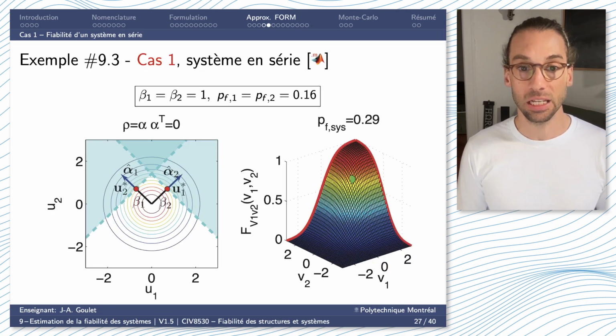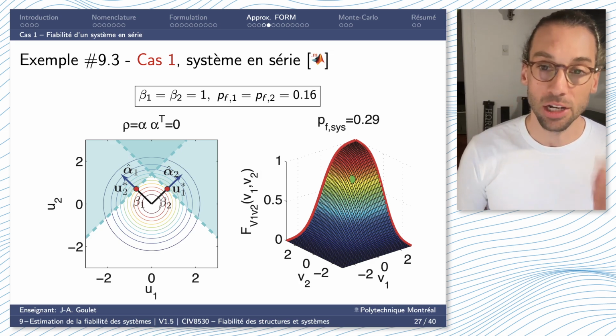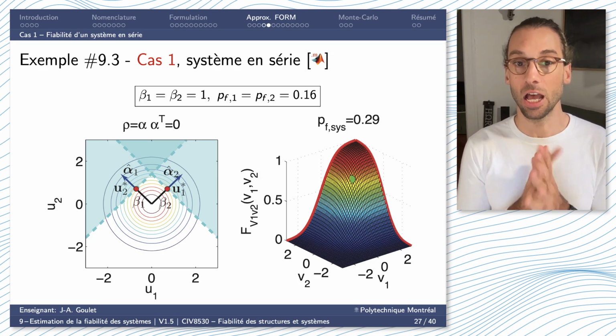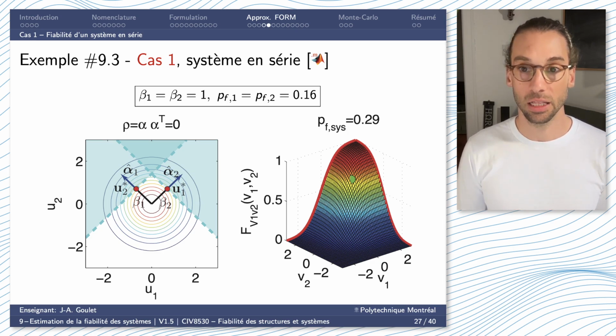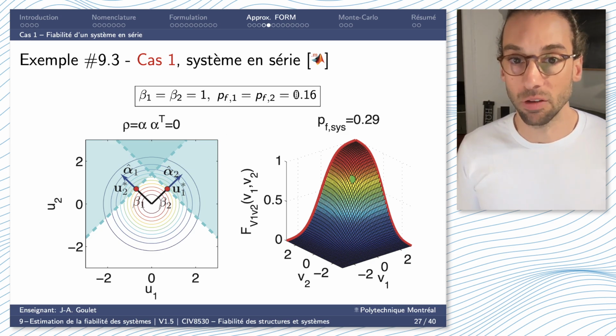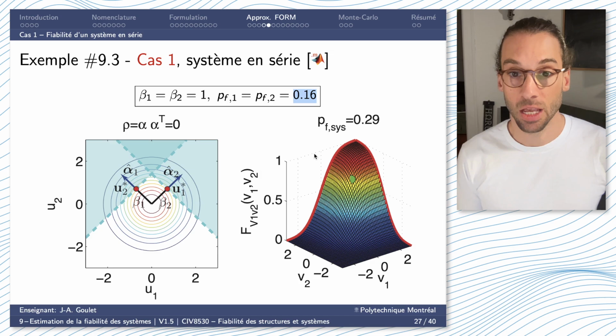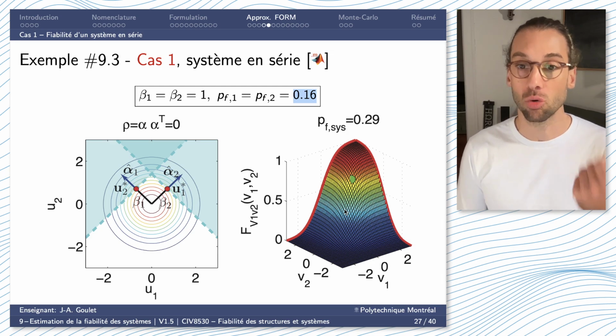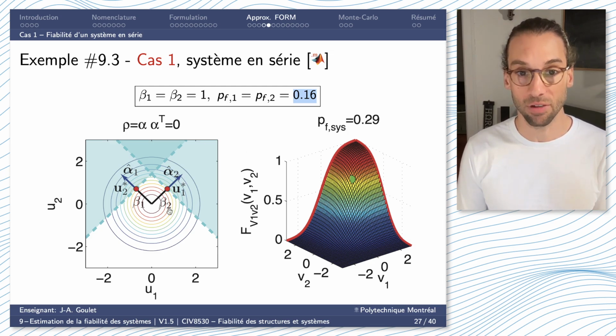Let's see a little closer how this works. Imagine two components defining a system that fails in series. In that case, imagine that the two betas are the same, equal to 1 for each of my components, so that my probability of failure for each component is the same, 0.16. So that represents the joint CDF for these two, considering the correlation. In this case, the correlation is going to be 0. And the correlation, I remind you, is the product of alpha times alpha transpose. I have my first alpha 1, alpha 2. The projection of one on the other is 0.